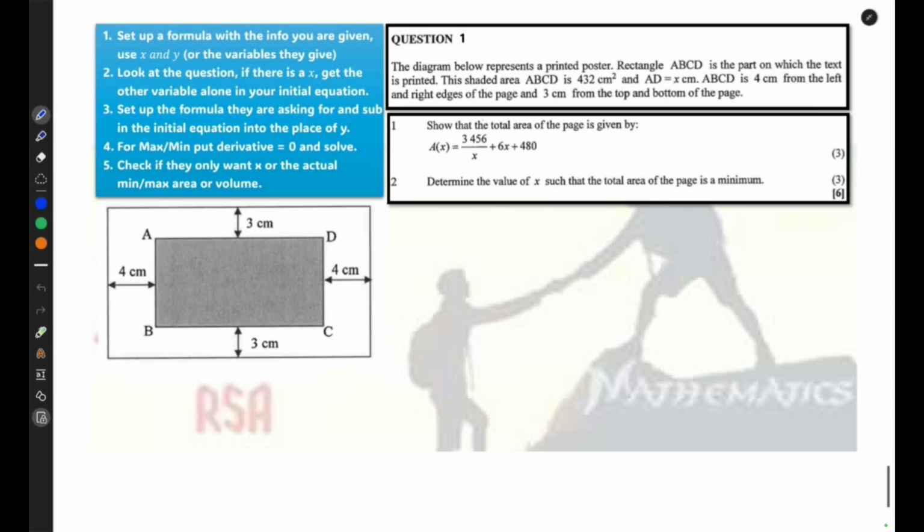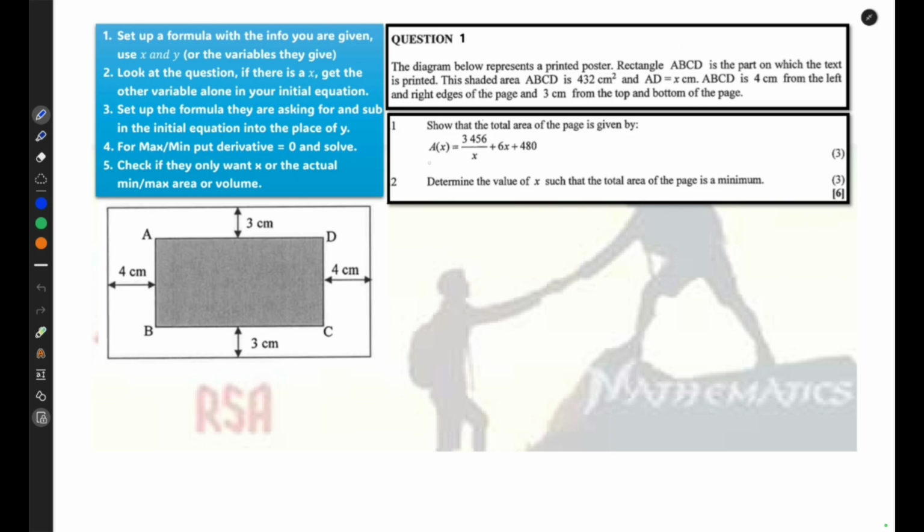Let's look at question 1, and then I'll discuss the steps you need to follow with these questions. So firstly, the steps. Step 1: set up a formula with the info they give you and use x and y or whatever variables they give you. Just use two variables there. Step 2: look at the question. If there is an x, get the other variable alone in your initial equation. So I'll do this question 1 with these steps, and then I'll show you exactly what I mean.